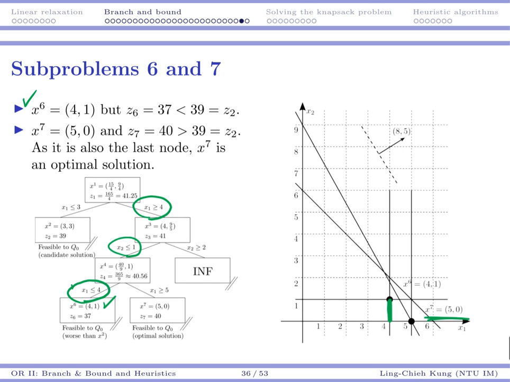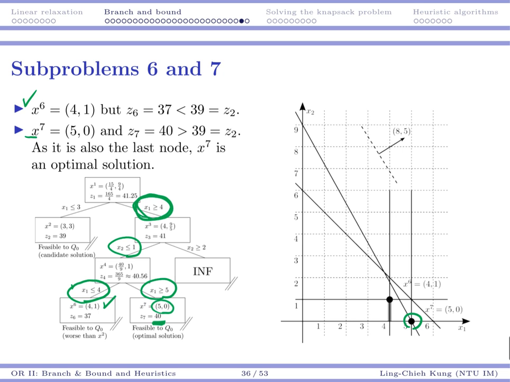Similarly, for the last subproblem here, we say x1 should be greater than or equal to 4, and x1 should be greater than or equal to 5. So here, you have a constraint, and eventually this leaves only one point as a feasible point. In this case, we get (5, 0), and it happens that this is actually an optimal solution.